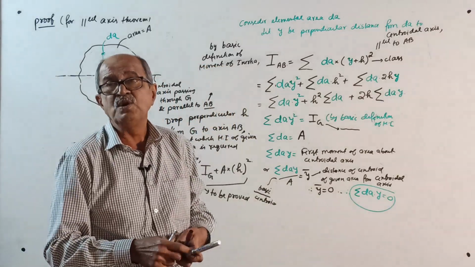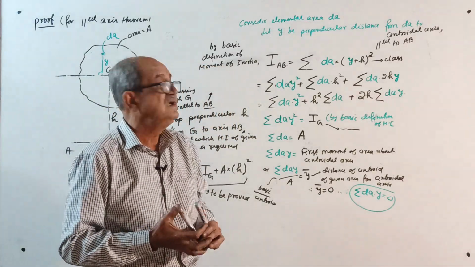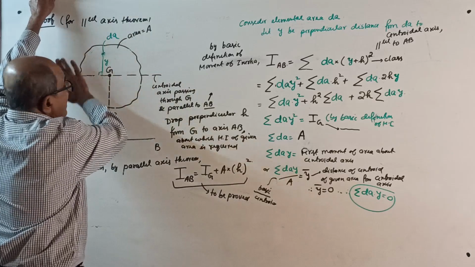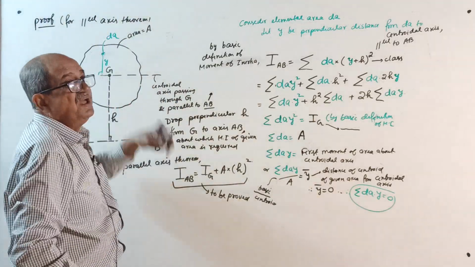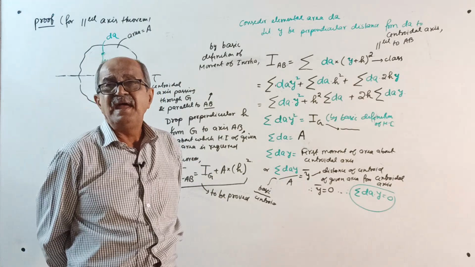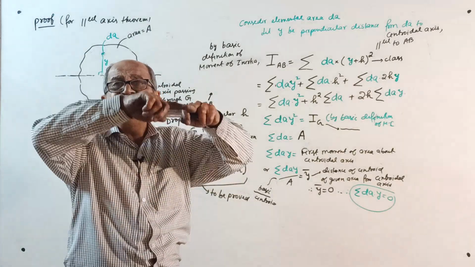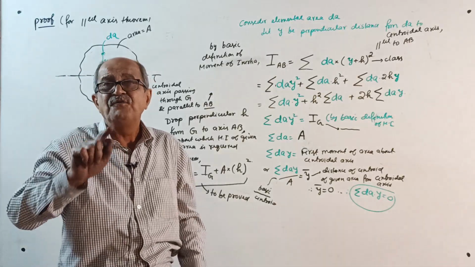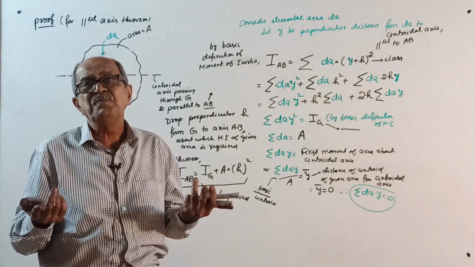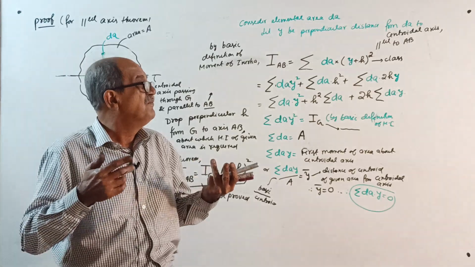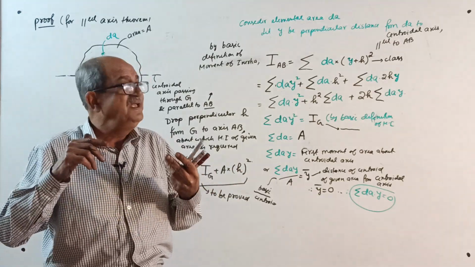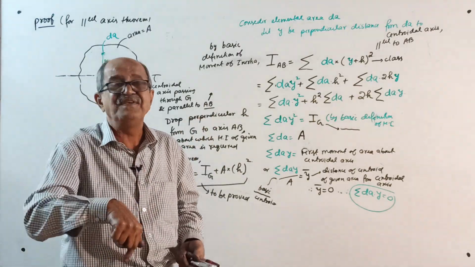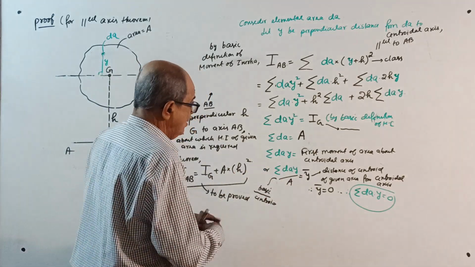Or you can do one more thing. If you have interest, sigma dAy is the moment of the entire area about the centroidal axis. Moment of the entire area about the centroidal axis equals the entire area into the distance of the centroid of the area from the centroidal axis. The centroid of the entire area lies on the centroidal axis. Therefore, 0.